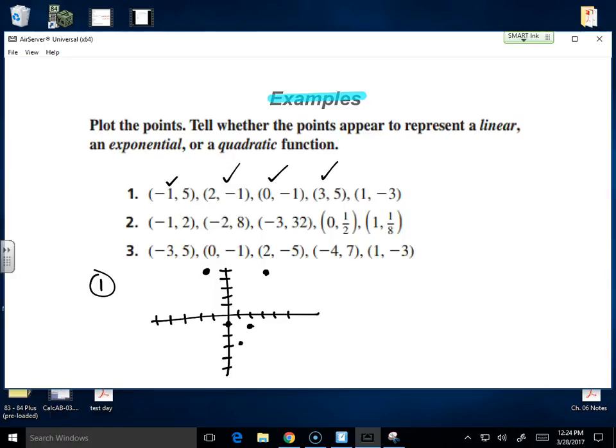Does anybody have any idea what this is? Oh, yeah. You see it? Quadratic. The U is the only one that can connect. It's our quadratic. You have to have the little arc at the bottom, right? Instead of being straight, it has to be an arc.